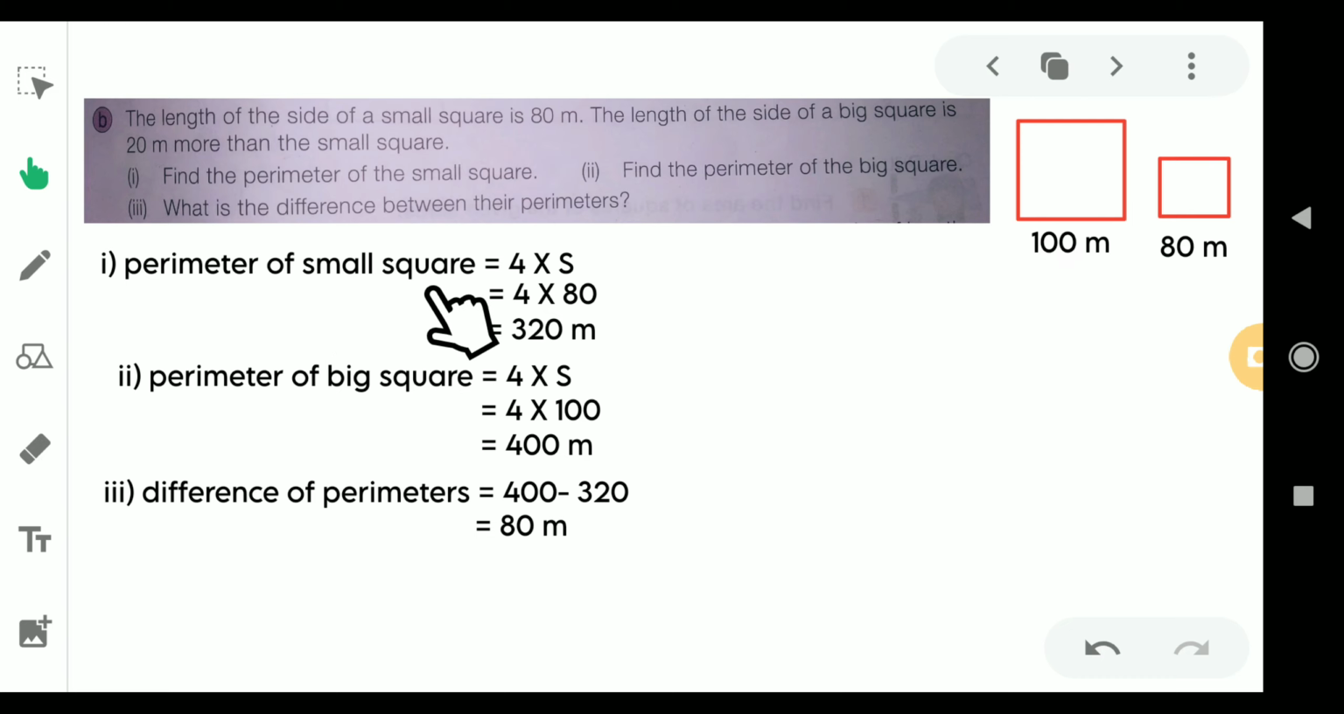So the perimeter of the small square would be 4 times s, because this is the formula for the perimeter of a square. So 4 times s, and 4 as it is. Then the length of each side of the smaller square is 80, so that's why 4 times 80 is 320 meter. Let us find out the perimeter of the big square. Here the length of each side of the big square is 100 meter, so the formula will be 4 times s, 4 as it is, and in place of s we take 100, it is 400 meter, and the difference of both these perimeters. So this is the perimeter of the smaller square and this is the perimeter of the bigger square, so the difference of these two would be 400 minus 320, it would be 80 meter.